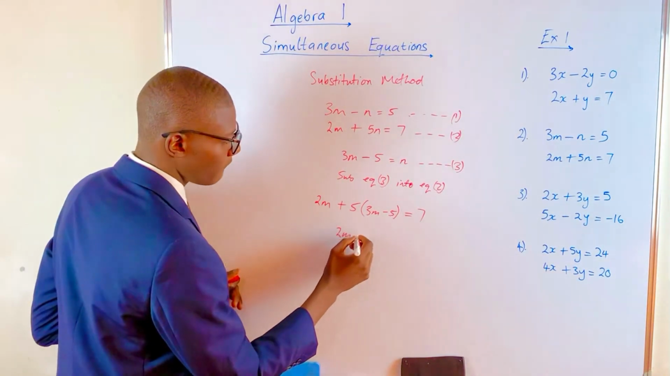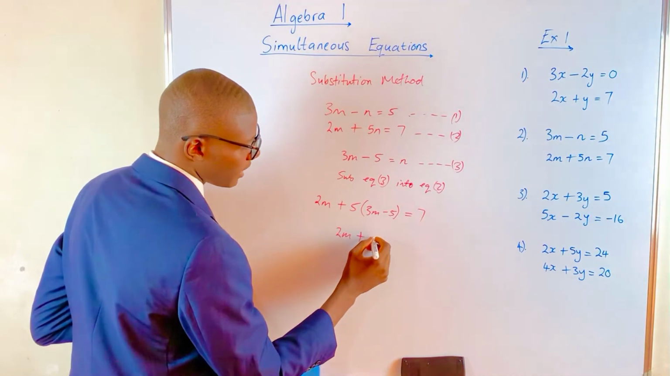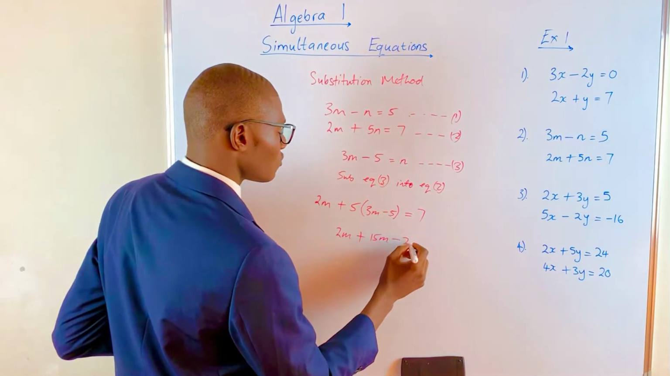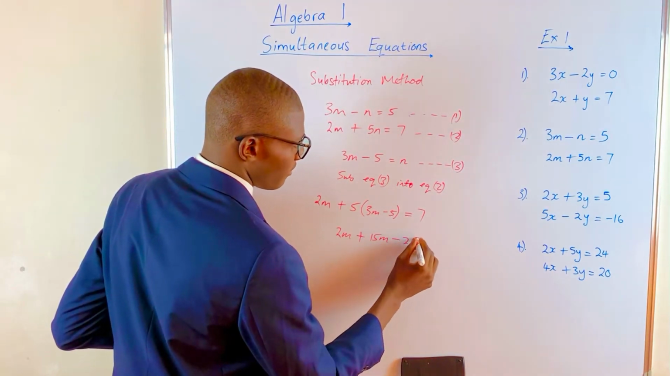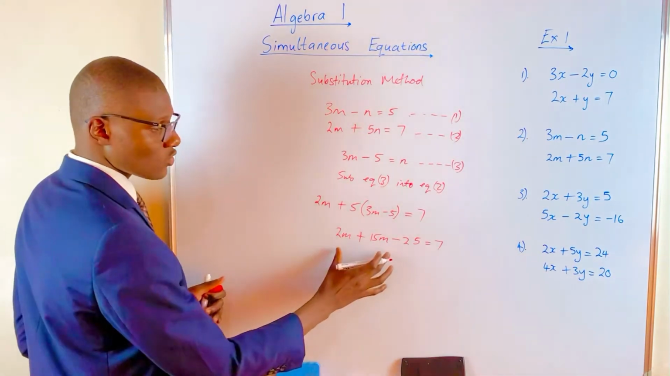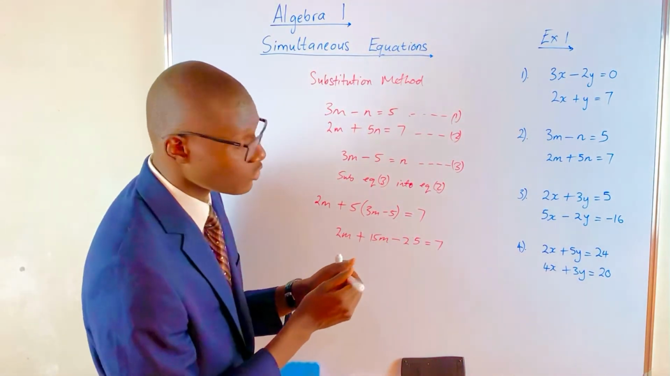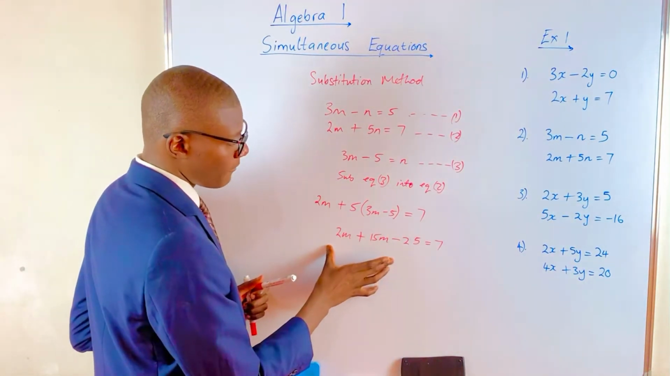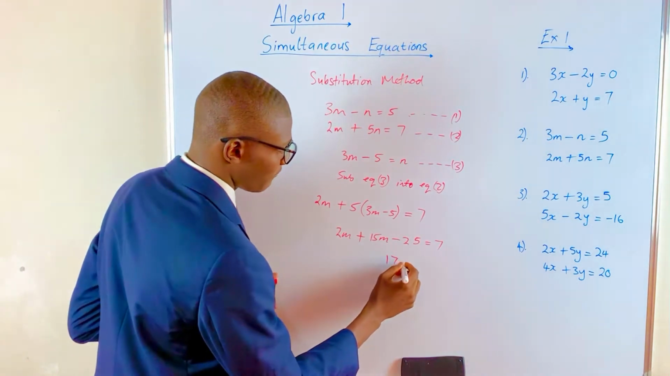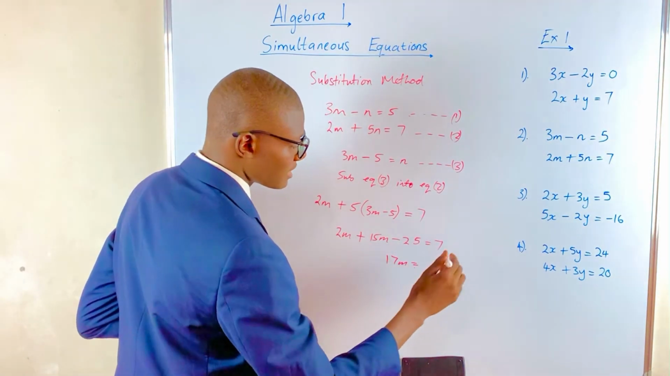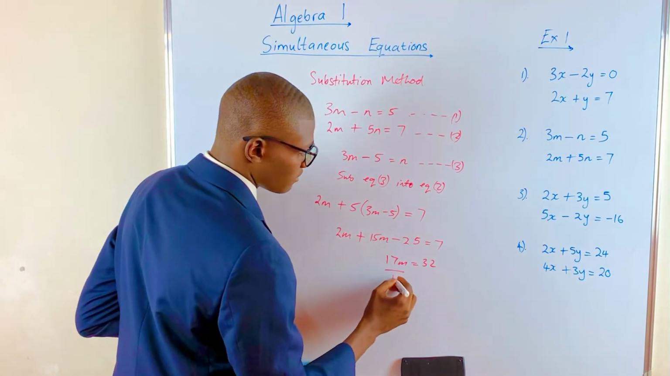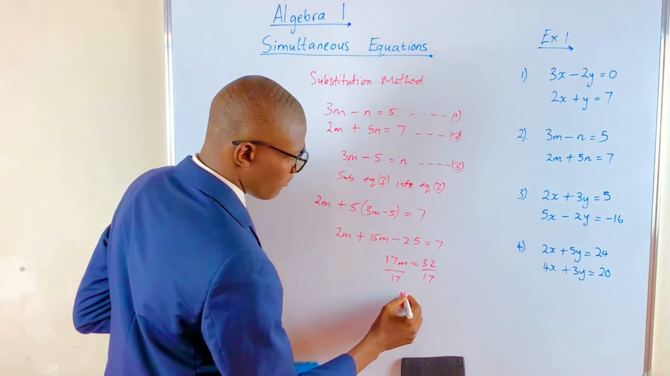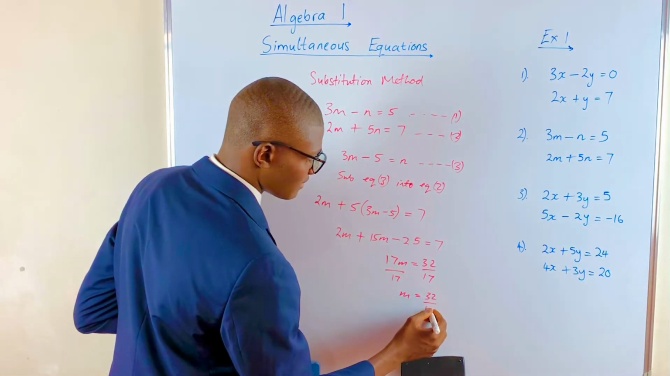So we're now saying 2m plus 5 times 3m, we get 15m. Then plus 5 times minus 5, we get minus 25, this being equal to 7. Grouping like terms, we have to take minus 25 to the right hand side, then the sign will change to a positive. Now we've got 2m plus 15m, which gives us 17m, and 25 plus 7 on the right hand side will give us 32. So dividing both sides by 17, m would be equal to 32 over 17.